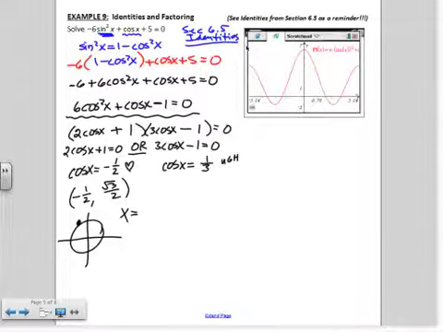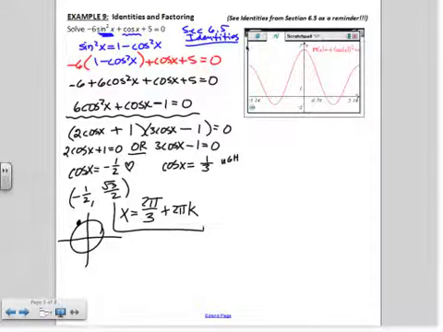So our angle is 2 pi over 3, plus 2 pi k, because it doesn't say to do specific intervals. All right, so there's one answer. We like that one. But the next one requires a calculator. So I'm going to call that one x1.